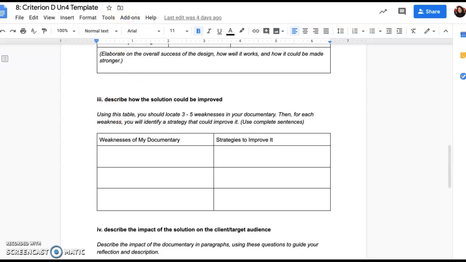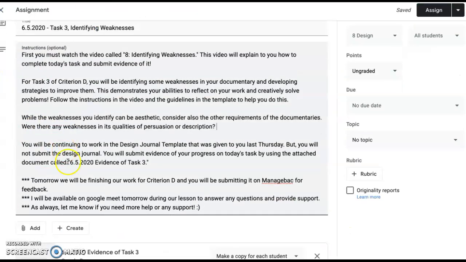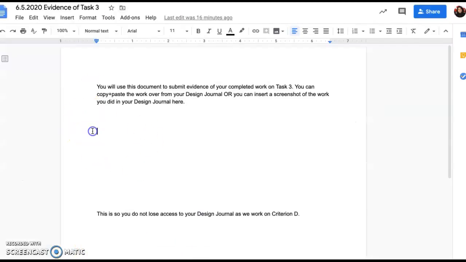How you will record your work for the day is by taking a screenshot or copying and pasting your work for task 3, this task here, into this attached document down here, which is the May 6th evidence of task 3 document. So in here, you'll be inserting a screenshot, or you'll be copying and pasting your work for task 3 from your design journal in there so that you don't lose it, and that will be what you submit today.